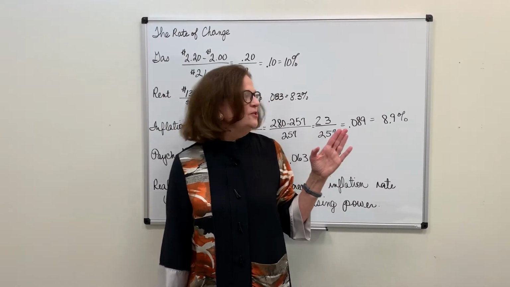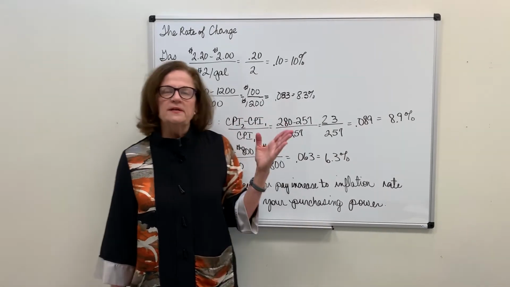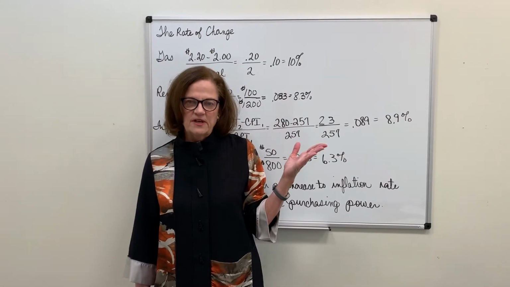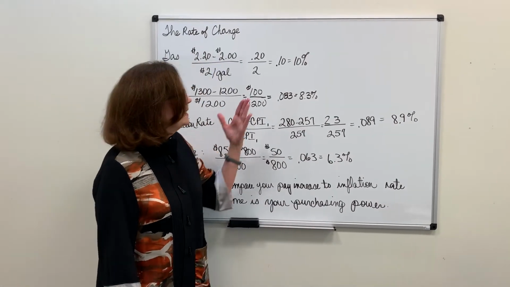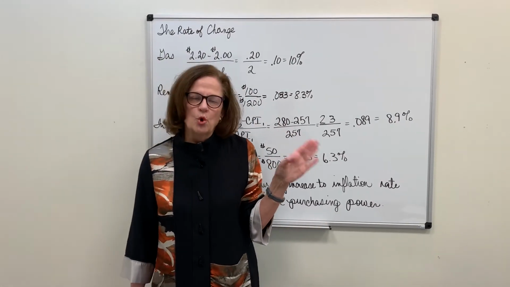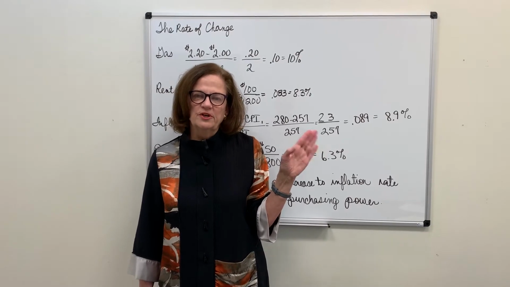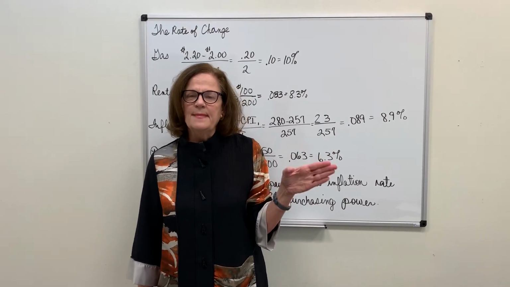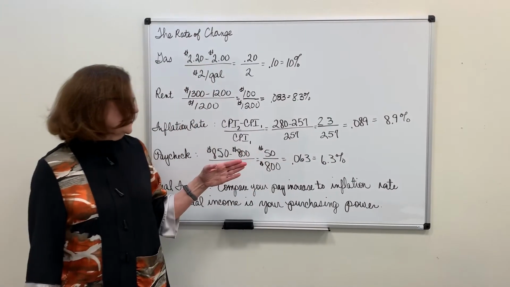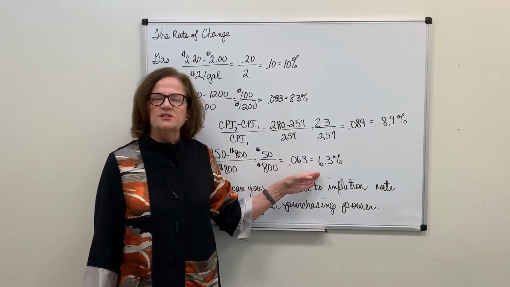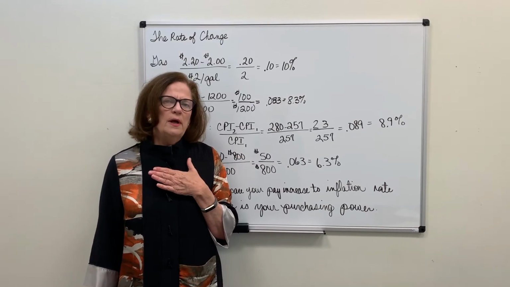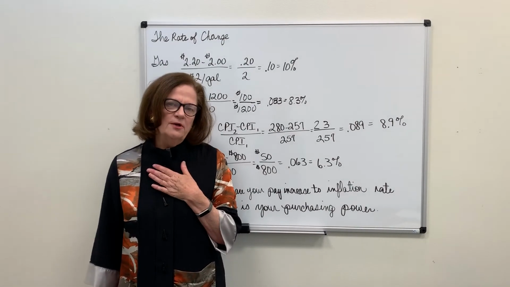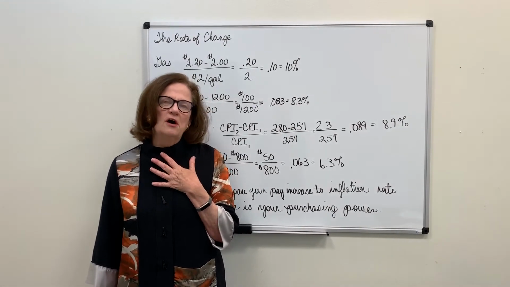And you look and you say, well, my rent is going up about as much as all the other consumer goods. That makes sense. Gasoline's going up just a very small amount more than the price of other consumer goods. But what's happening to my paycheck? You find out your paycheck only went up 6.3%. So even though your paycheck got bigger, you're worse off.